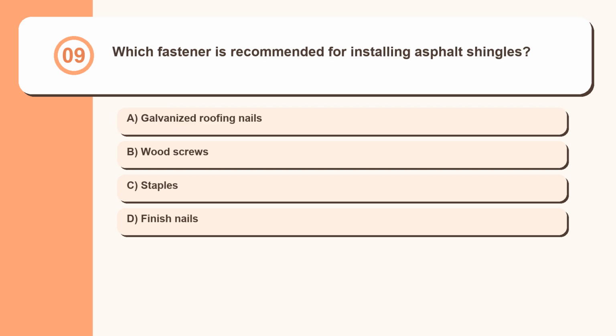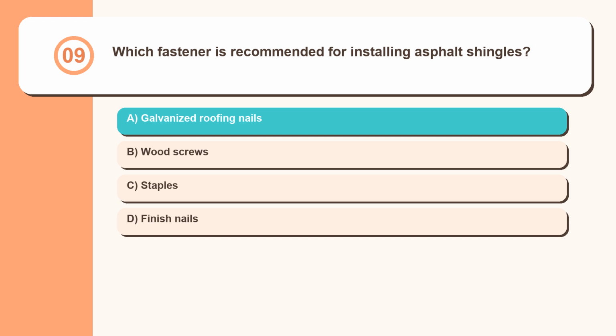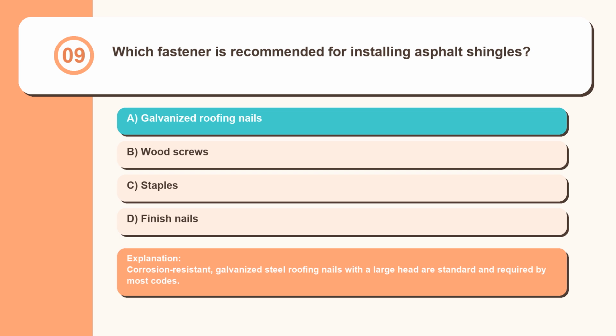Question 9. Which fastener is recommended for installing asphalt shingles? Galvanized roofing nails, wood screws, staples, finish nails. Corrosion-resistant, galvanized steel roofing nails with a large head are standard and required by most codes.